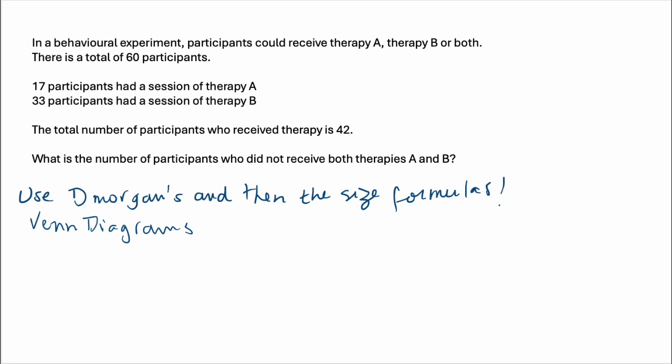Now, I also know that from this 60, 42, the total number of participants, received therapy. So there are some people who weren't eligible to receive therapy. Okay? What is the number of participants who did not receive both therapies A and B? So that's the question. Okay.